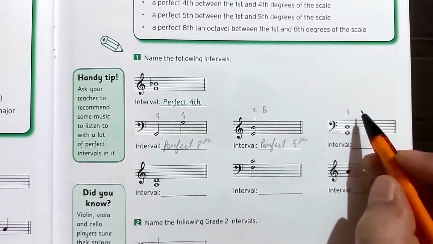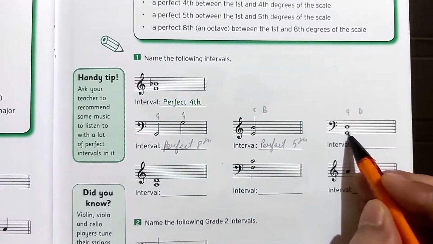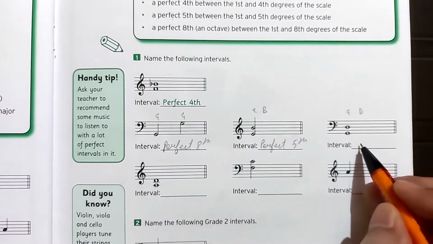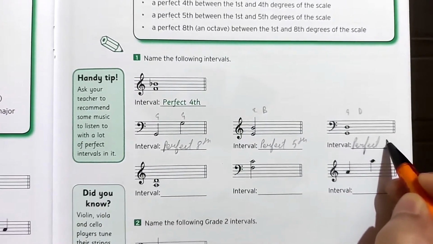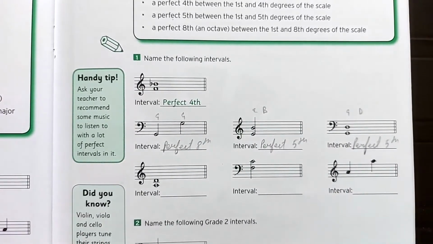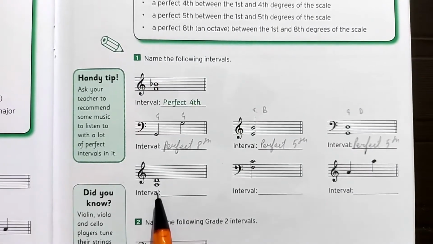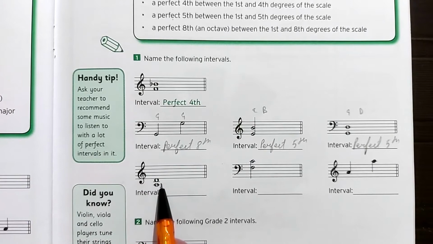Okay, next here we go, this is bass clef, this is G, G, A, B, C, D, so D. So this is again a fifth interval. Okay, this is perfect fifth.